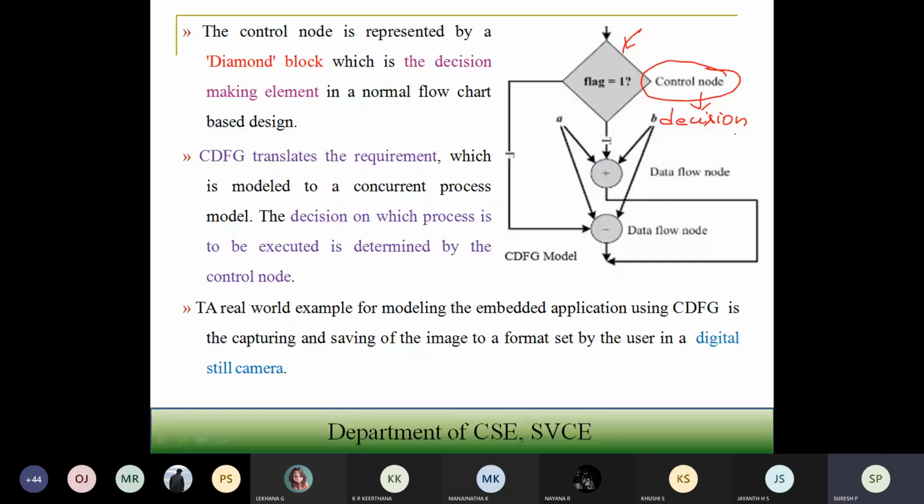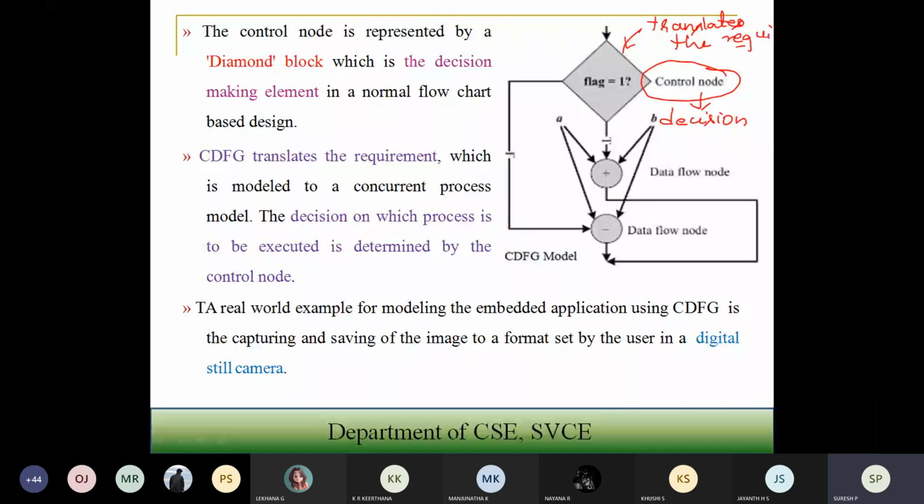Your data flow node is represented by process. It defines what type of process I have to perform. Now your control node is going to decide which operation, for example the addition, I have to make. So what is your control data flow graph going to do? This particular node is going to translate the requirements, whether you require the if part or the else part. That is what it is going to decide.